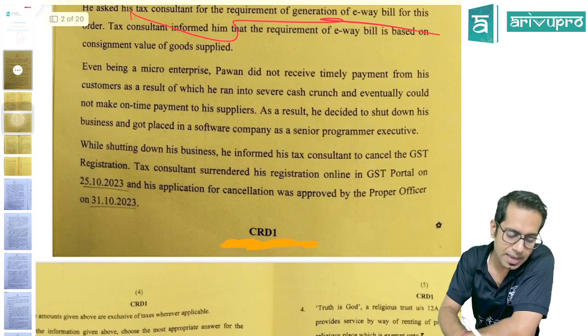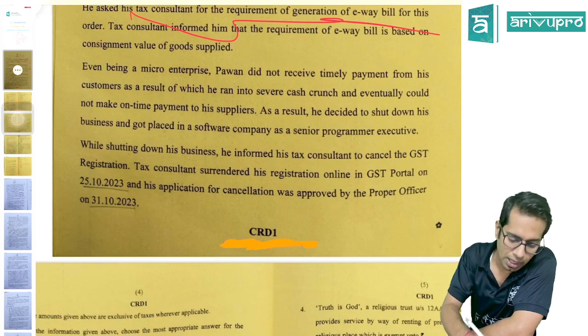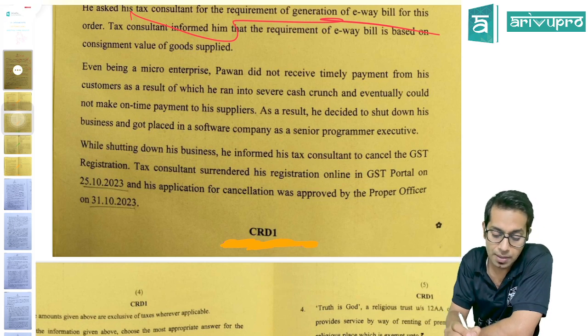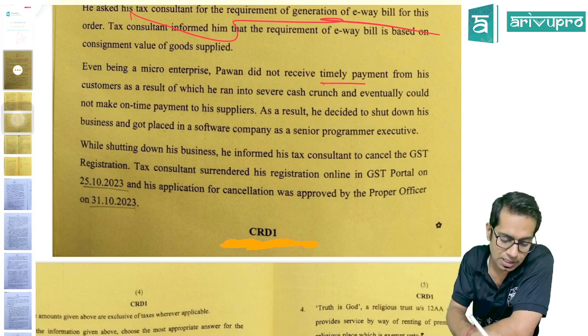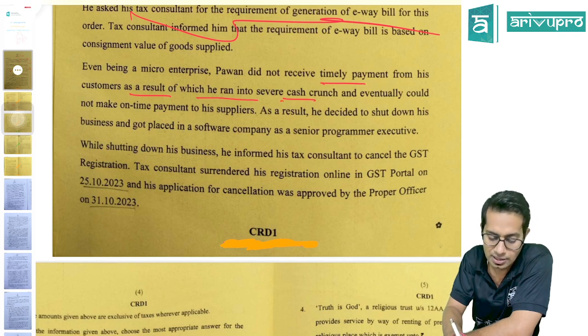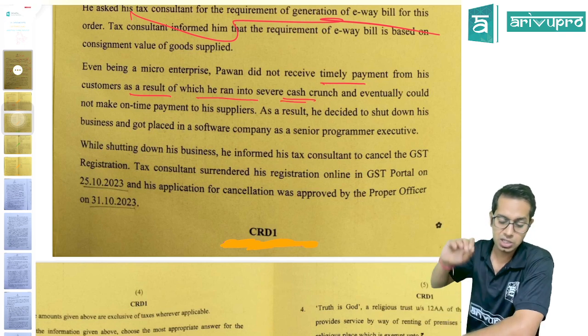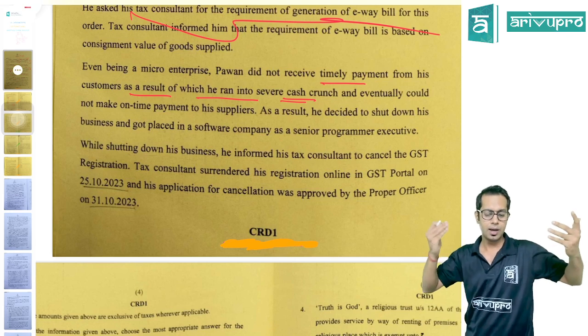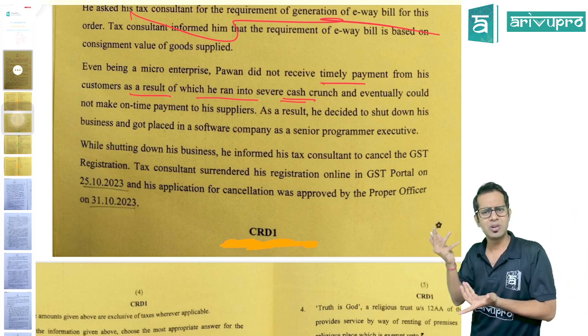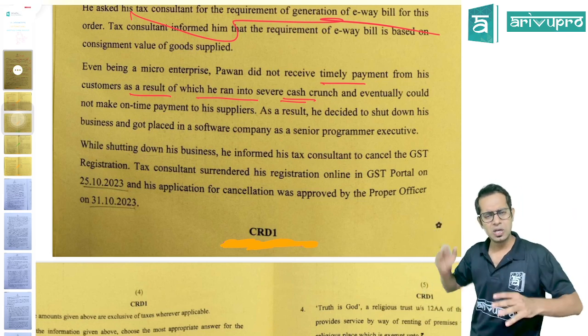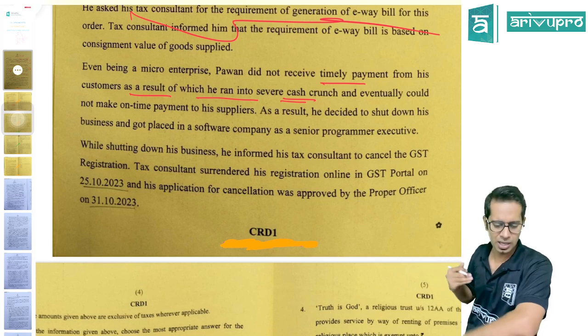Now, even being a micro enterprise, see, this is a story now. Even being a micro enterprise, Pawan did not receive timely payment from his customer, as a result of which he ran into a severe cash crunch and eventually could not make the on-time payment. See, all this information is useless for us. He could not make the payment. He did not receive the payment.